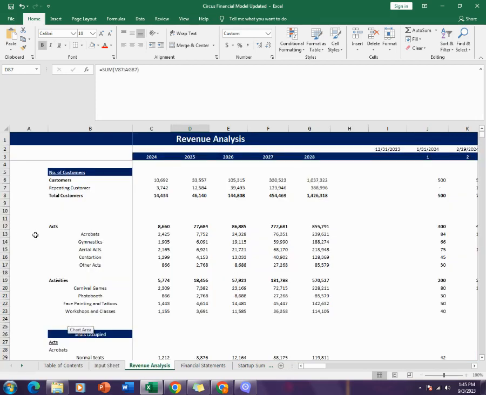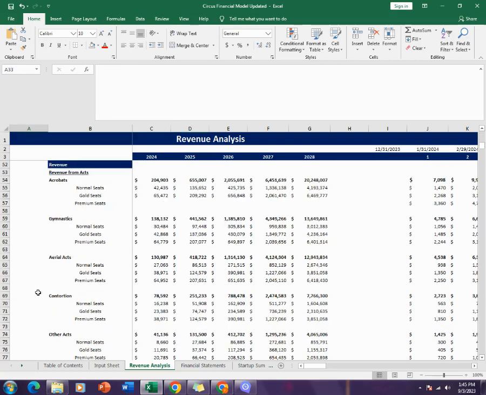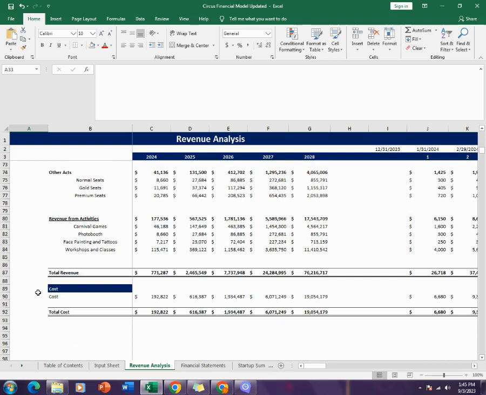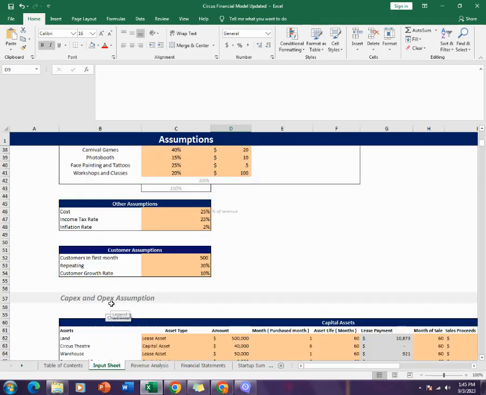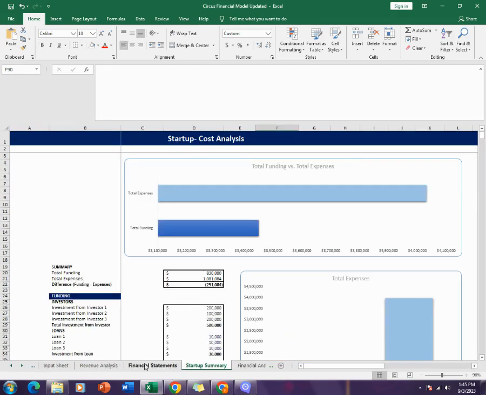Then comes the revenue analysis sheet. The revenue analysis sheet tells you the number of customers as well as the revenue generated from each revenue stream of the business through the customers, and the cost of service that is being valued on the input sheet over here, as you can see, on these assumptions.